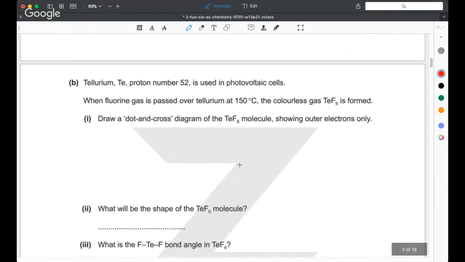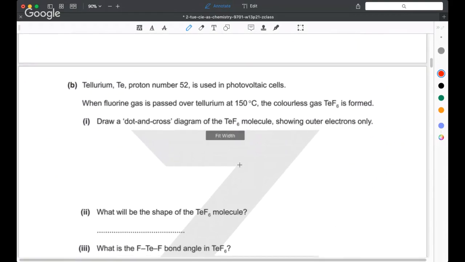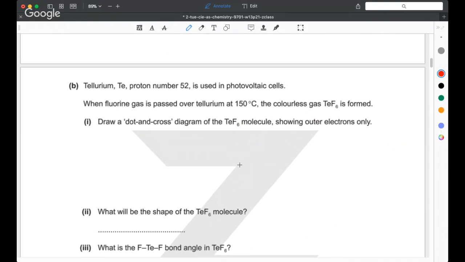Okay, so now they're going to test you here with a molecule that you're probably not familiar with. And you've got to draw dot cross diagrams. If you look up tellurium in the periodic table, then that is in group 16, isn't it? Okay, same group as water, same group as oxygen, and that'll have 6 electrons in the main shell.